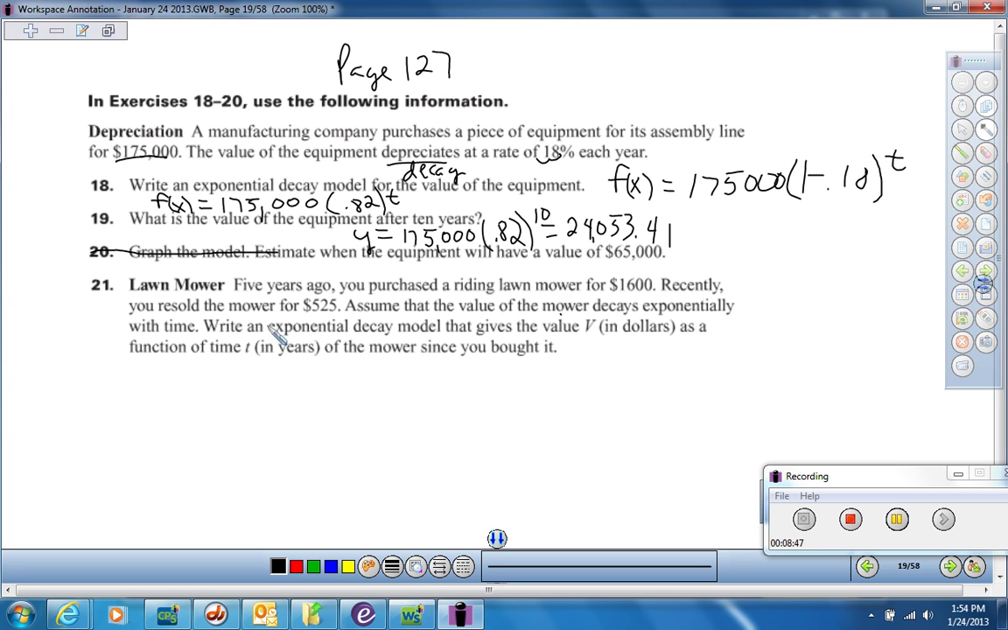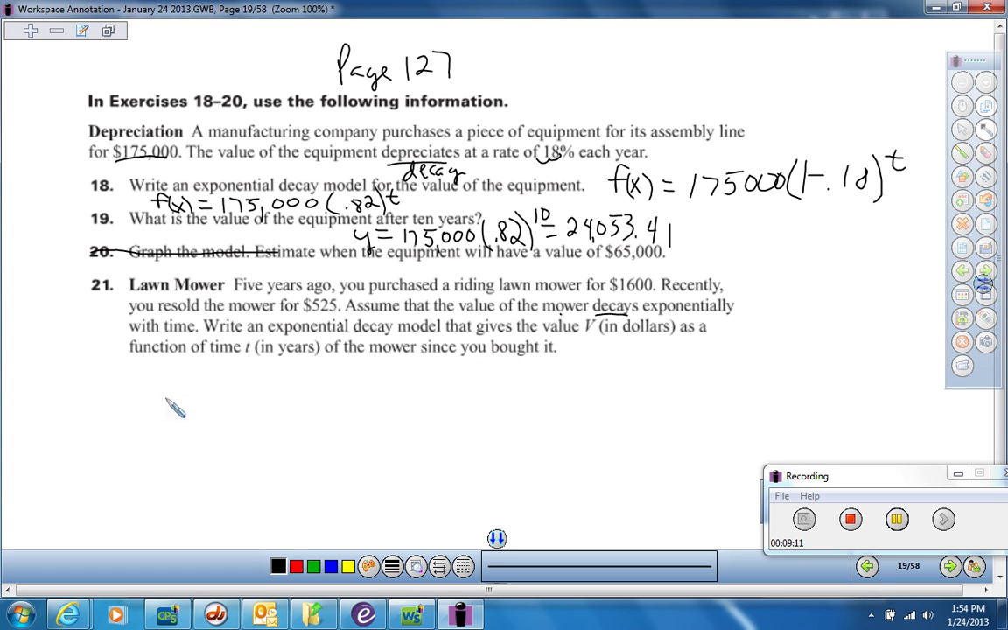Now let's look at 21. It says 5 years ago you purchased a riding lawnmower for $16,000. Recently you sold the mower for $525. Assuming that the value of the mower decays exponentially with time, write an exponential decay model that gives the value in dollars as a function of time for the mower.